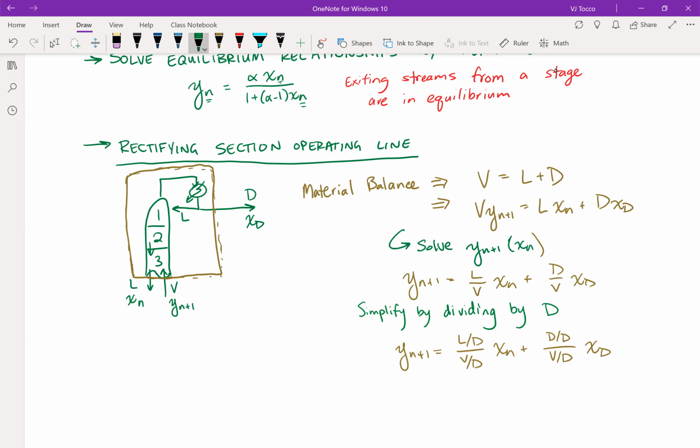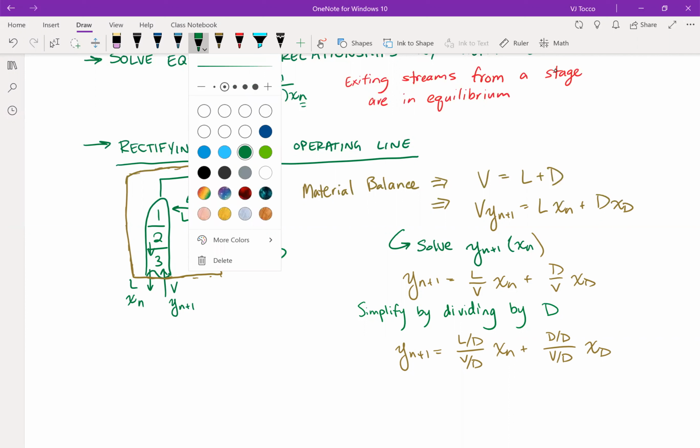So remember, I also have an L here. This is L naught, which is equal to L for any stage in the top of the column. I define the reflux ratio to be equal to L divided by D. So armed with that information, anytime I have an L over D, I can substitute in what the reflux ratio is. And also what I'm going to do here is substitute V is equal to L plus D.